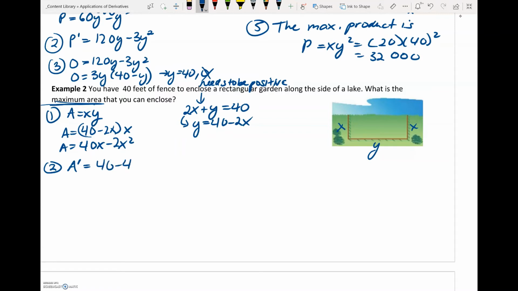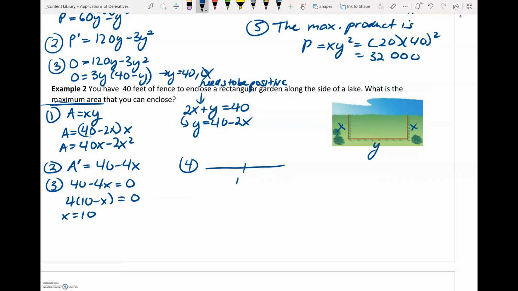So that's 40 minus 4x. Then we're going to set this to 0 to find its critical points. I'm going to factor out 4. So x is equal to 10 in this case. Now we're going to create a sign diagram with x equals 10 as our critical point. We're going to plug in numbers on either side of 10 into A prime to figure out if it's positive or negative, and this will give us information about the area to see if it's increasing and decreasing.